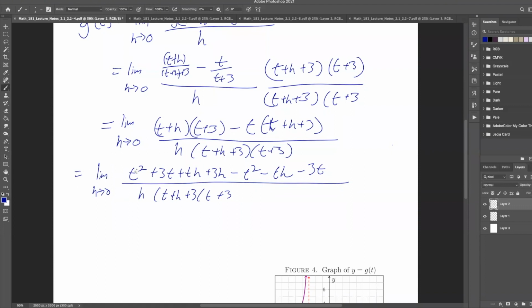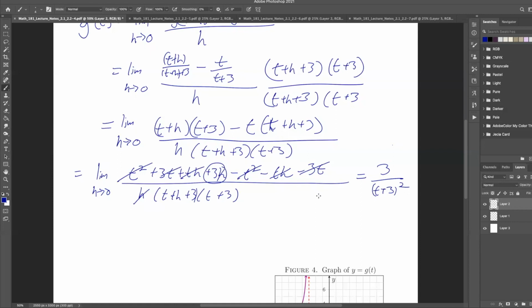Here a lot of things will cancel out. The t squared cancels out, the th cancels out, and the minus 3t and the 3t cancel out. The only thing left on top is 3h. You can cancel out an h on top and bottom, and so this leaves me with 3. Here we can safely plug in 0, since we're no longer dividing by 0. So this is t plus 3 plus t plus 3, so this is t plus 3 squared.